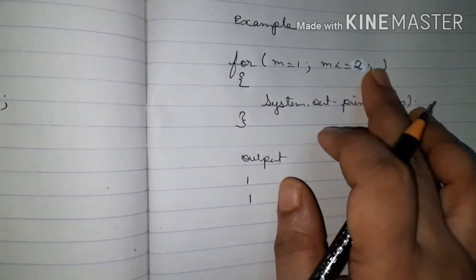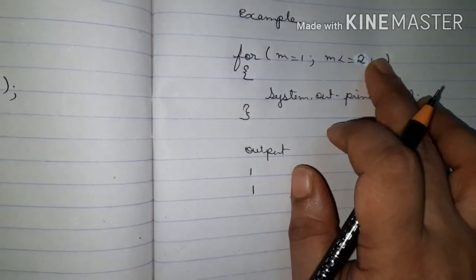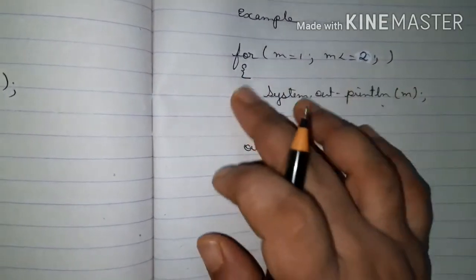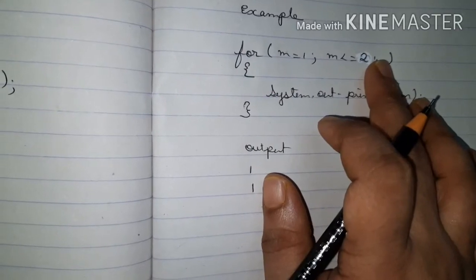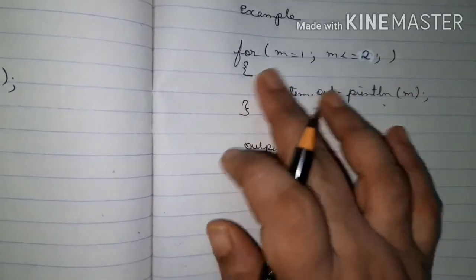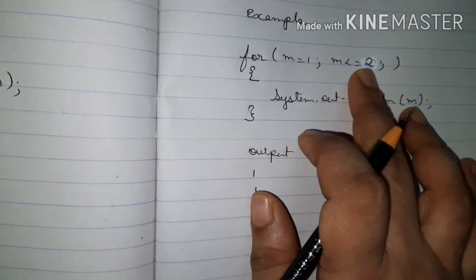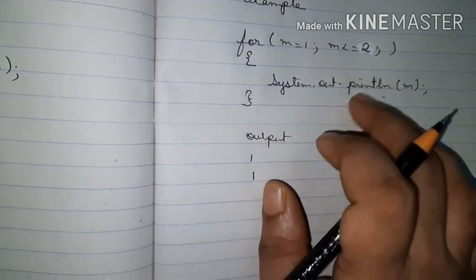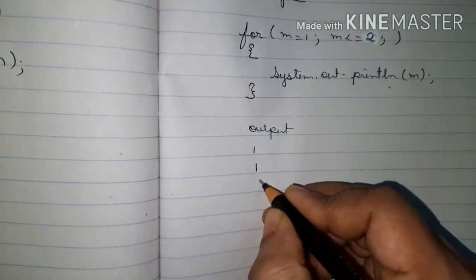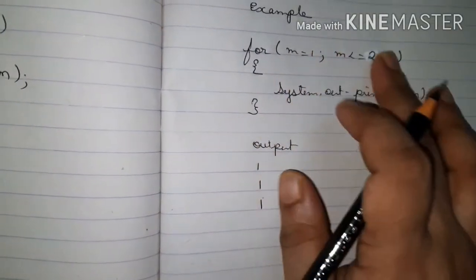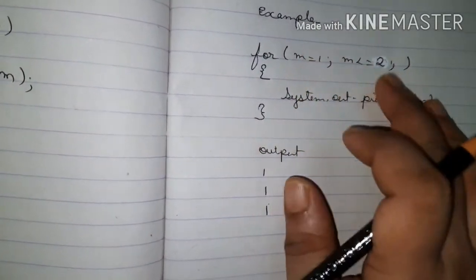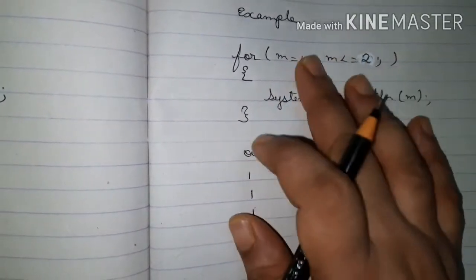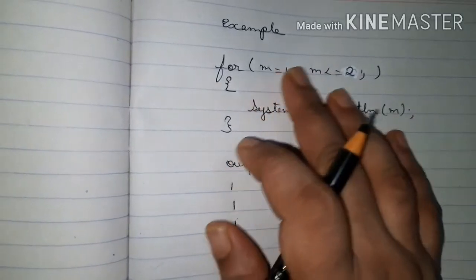Here, since the increment or decrement operator is not present, m is not getting increased or decreased by 1. So m remains 1. Again it comes, the condition is true, 1 is less than 2. So again it will enter and display 1. So in this way you can see the control is not getting an end. There is no end of the loop and the loop will move on.